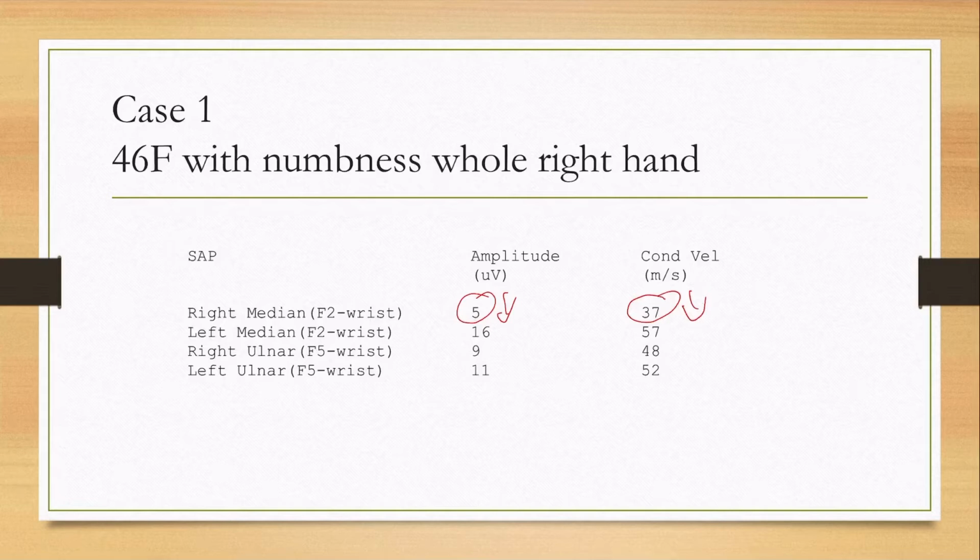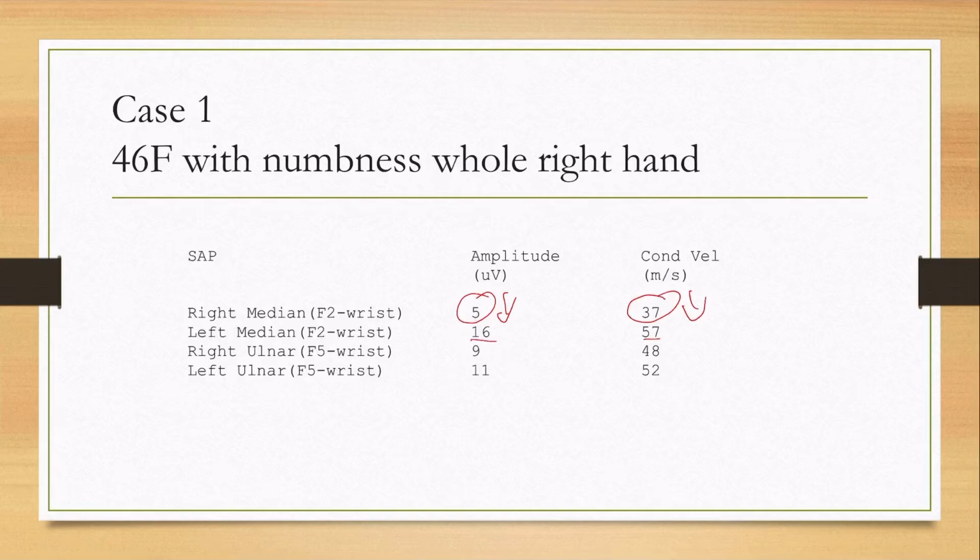Let's compare that to the control left side. So the left side was 16, so that's very normal, that's above 10. The conduction velocity was 57 meters per second, so again, that's very normal too. And so in terms of the median sensory fiber function, it's really reduced in its amplitude and it's reduced in its conduction velocity.